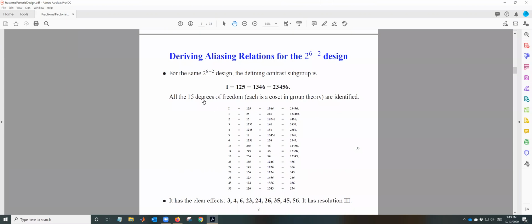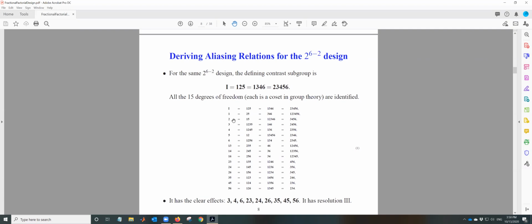Now, if we use this design, defining contrast subgroups, then all the 15 degrees of freedom can be identified based on the defining contrast groups. For example, I equals to this one. Now, for each one of them, you multiply by 1, right? Then you have 1 here, 1, 1 canceled, 1, 1 canceled, then 1, 2, 3, 4, 5, 6. Then you multiply by 2, multiply 3, and you multiply all of them.